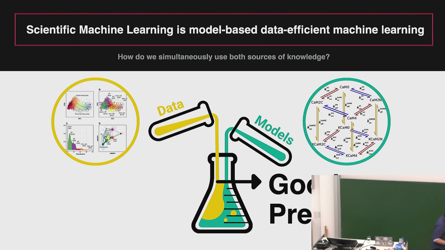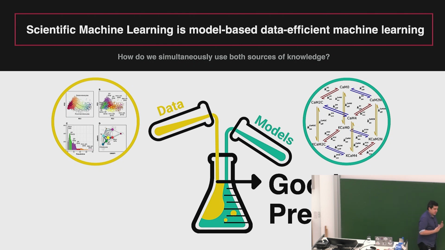So first of all, what is scientific machine learning? In its most general form, it's this idea that instead of just using data for your machine learning, you can use scientific knowledge as well. Your model is a beaker where, if you pour enough information into it, you'll get a good enough prediction. And now the question is, where does this information come from?